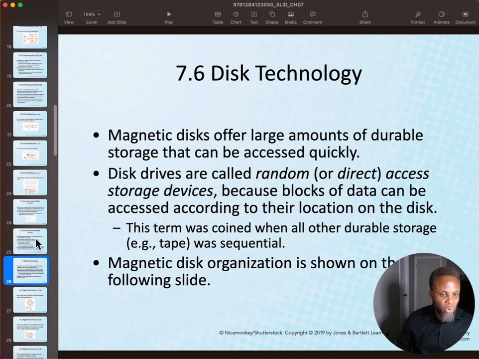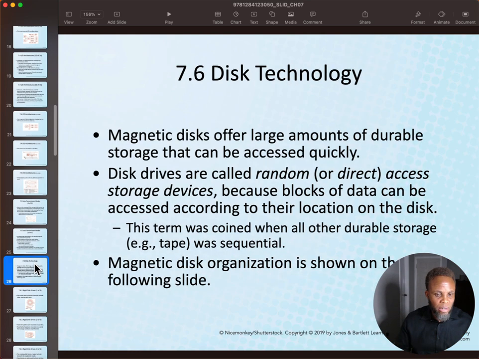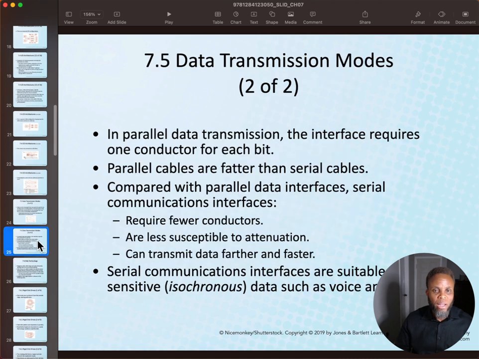Again, very straightforward reading. We talk about parallel data transmission, parallel cables, FATA and serial cables. So just read through all of this to gain a quick overview on data transmission in general. And that should sum up chapter 7.